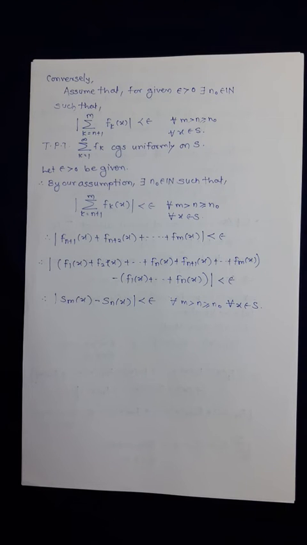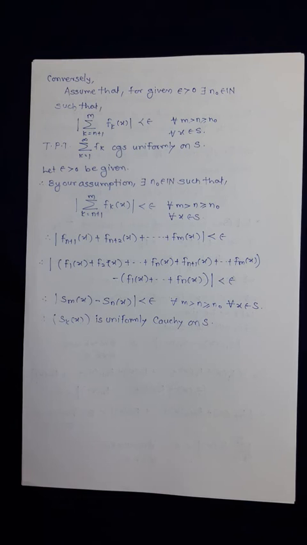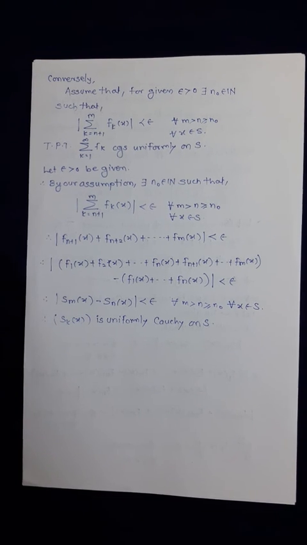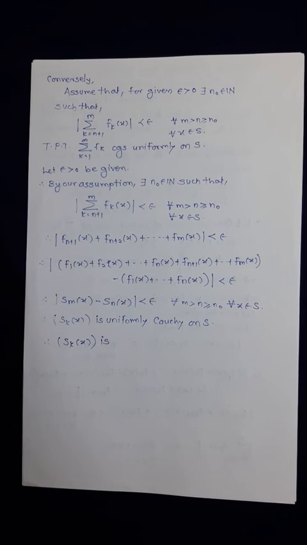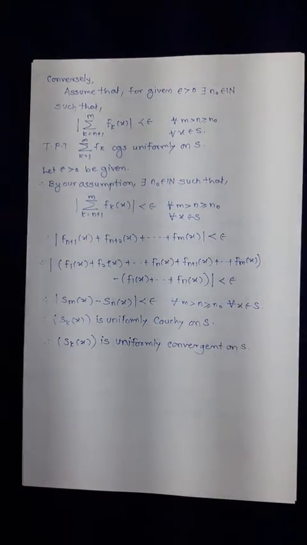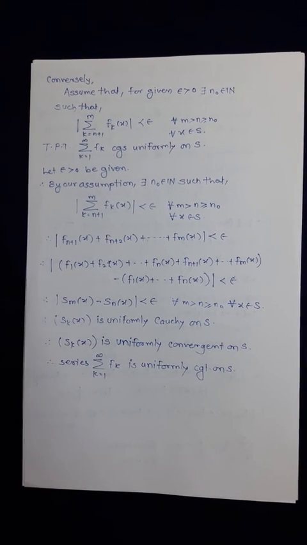So we can declare s_k is uniformly Cauchy. Why am I saying it is uniformly Cauchy? Because this is true for all x belongs to S. So I can say s_k is uniformly Cauchy on S. As it is uniformly Cauchy, you can say it is uniformly convergent on S. Therefore, s_k of x is uniformly convergent on S. As the sequence of partial sums converges, we can say the corresponding series also converges. Therefore, the given series summation f_k is also uniformly convergent on S. So the converse part is also done. Hence the theorem. Thank you.